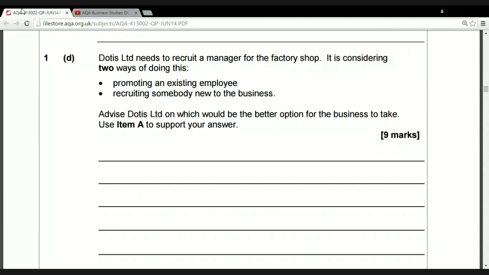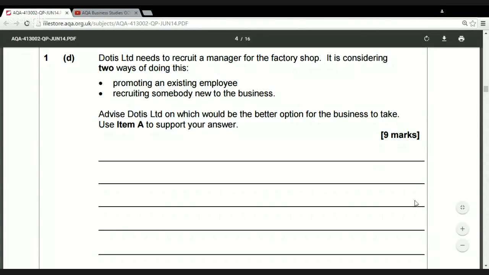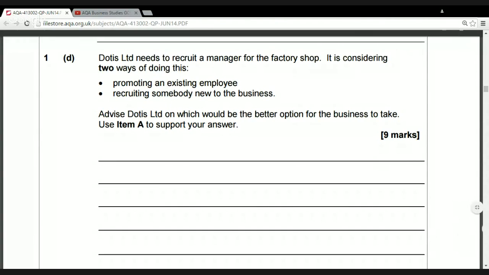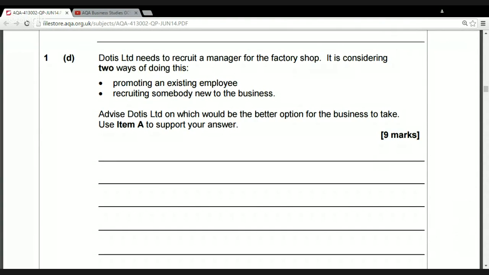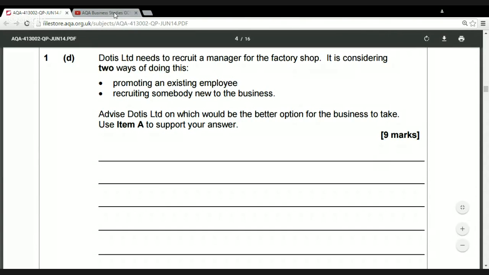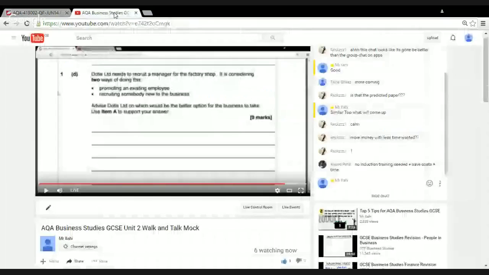Now, what could you tell me would be a disadvantage? What would be a disadvantage of this response? Any ideas? Any disadvantage you can think of?